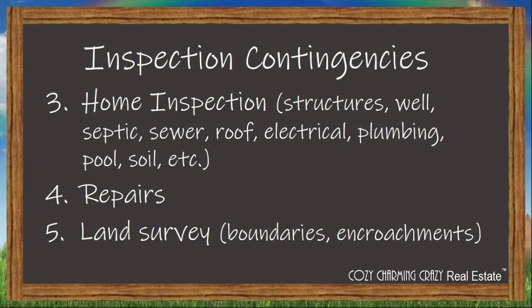Inspection contingencies are very straightforward. It could be that the property is pretty simple and requires just a simple structure or main structure inspection. Could be if there is a well, you might want a special well, septic, sewer, roof, electrical, any number of different inspections. If the buyer knows that there are certain repairs that need to be made, those repairs could be identified as contingencies in the contract. So you might have a repair contingency. And the final is a land survey, which is a form of inspection, but it's a little deeper.